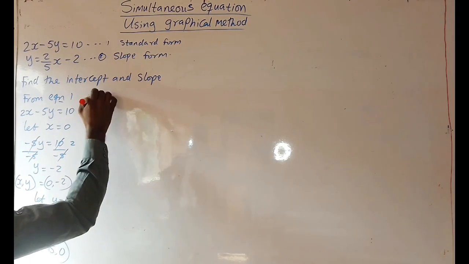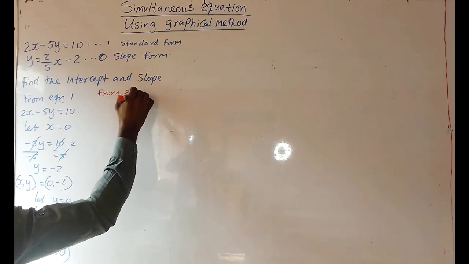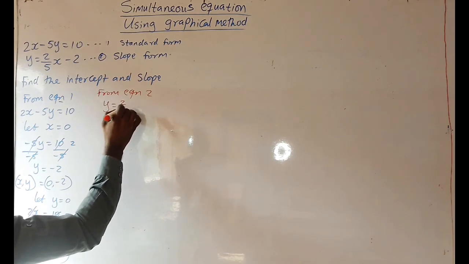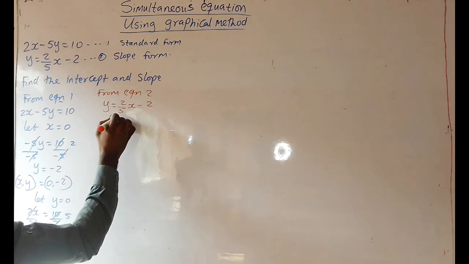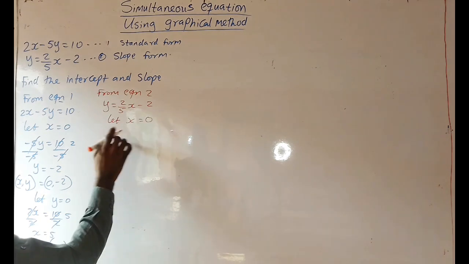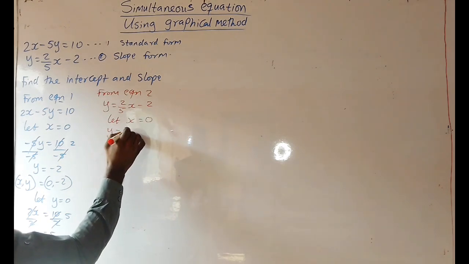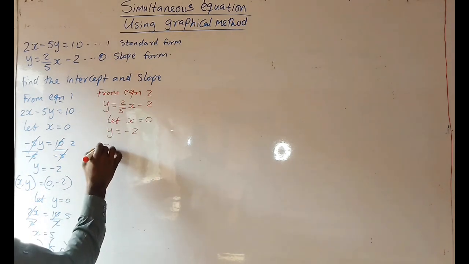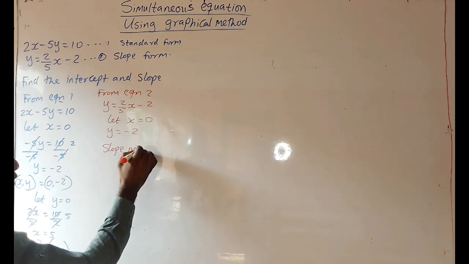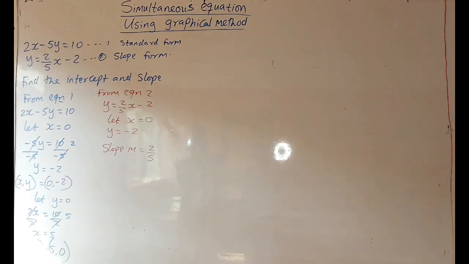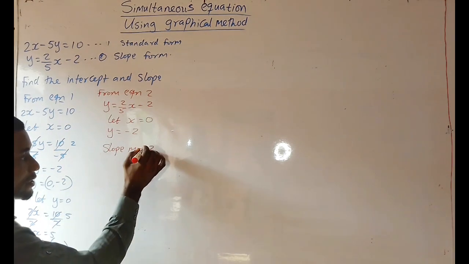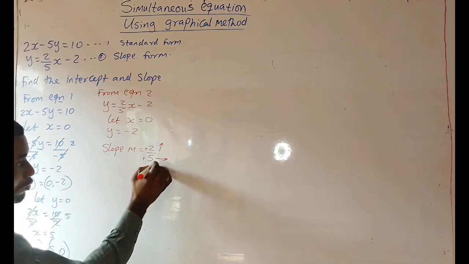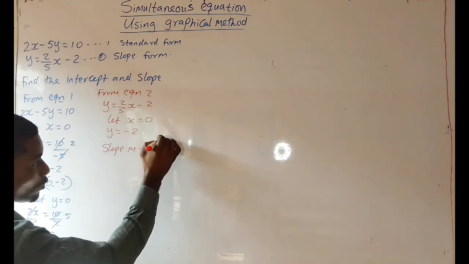From equation 2, I have my y equals to 2 over 5x minus 2. So, let x be equals to 0. When my x equals to 0, my y equals to minus 2. Now, the next one is my slope. My slope m equals to 2 over 5. That is my slope. But note, since this is positive, it will be rise over the run.